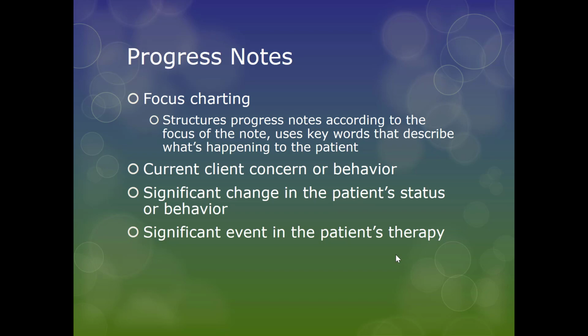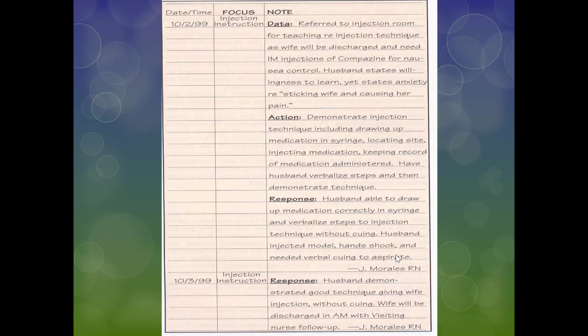So it's always got to be some current client problem, concern, or behavior. If the patient has a significant change in their status, or a significant event in the patient's therapy, all of those things deserve a note of some variety. A patient sitting quietly watching television might not be worth noting unless they had been screaming in pain 30 minutes earlier. Now that would be important information because you're talking about a response. Whereas if you're just noting that the patient's sitting quietly watching television and it has no meaning behind it, there's no reason to chart that. It's not a significant event.